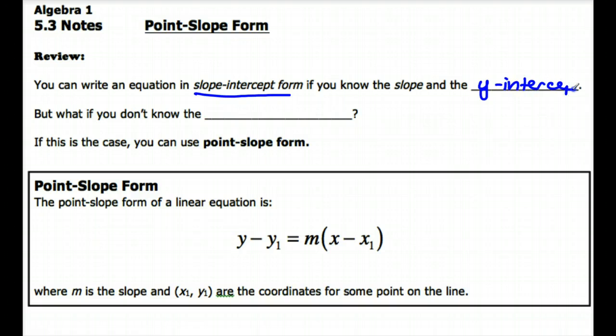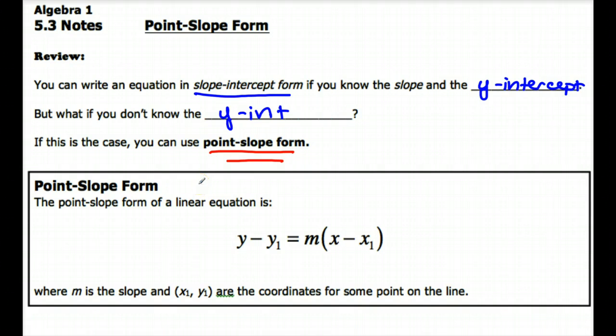There's a problem with this though. What if you don't know the y-intercept of the line? What if you are just given two random points on the line and you don't know where that line is actually crossing the y-axis? Well, we have another form for linear equations for when such a problem occurs, and that is what we refer to as point-slope form.